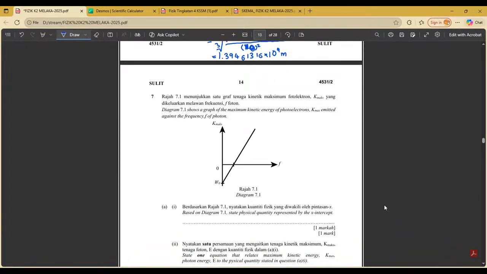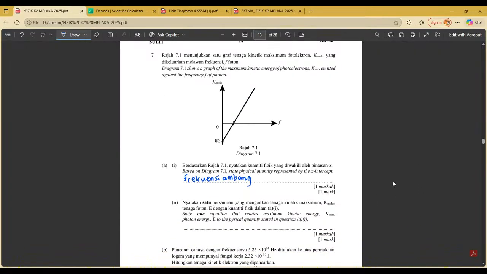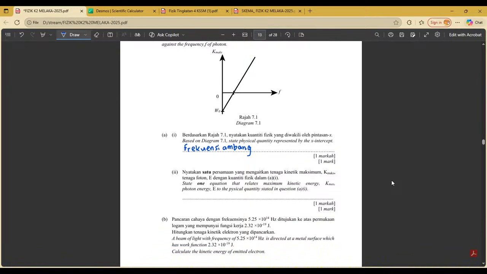Based on diagram 7.1, state physical quantity represented by the x-intercept. This is the, I don't know the word in English, but it's... State 1 equation that relates maximum kinetic energy, photon energy to the physical quantity stated in question Q1.